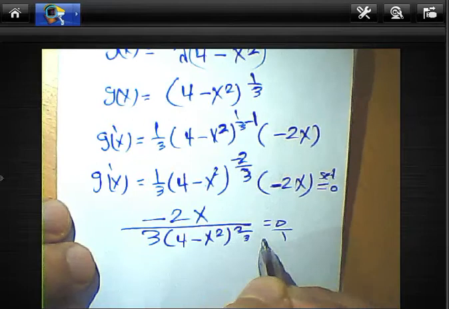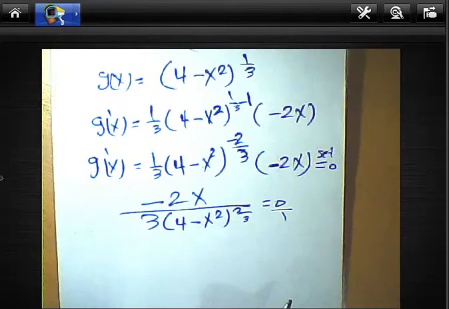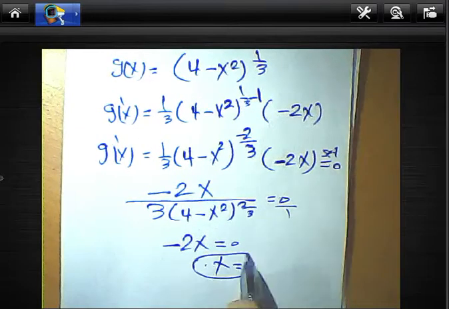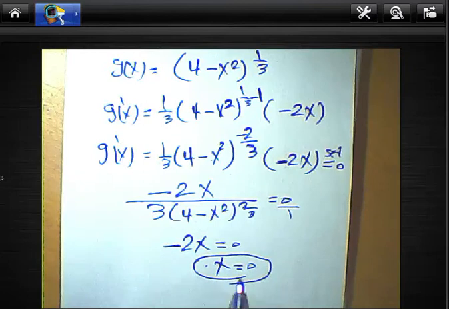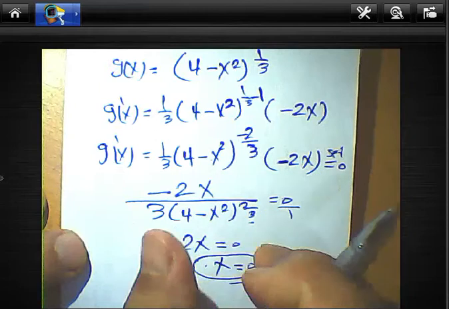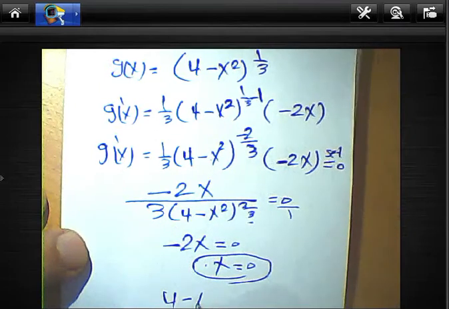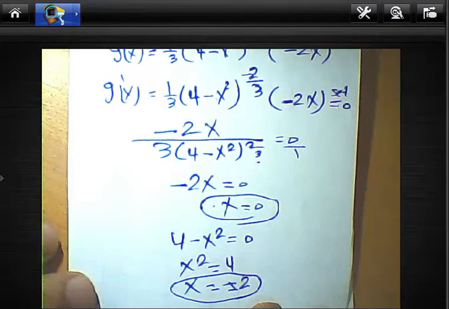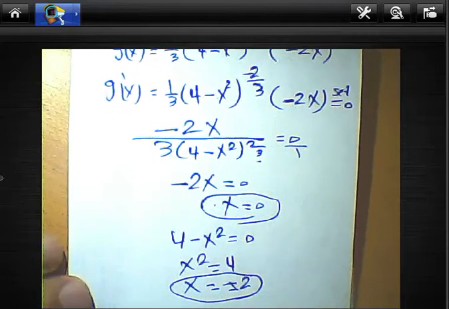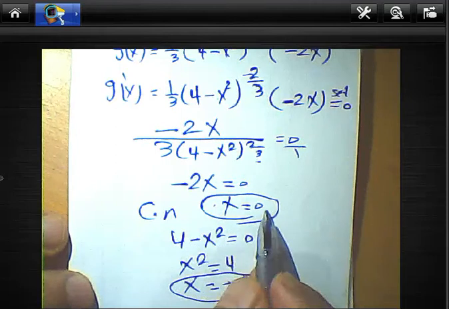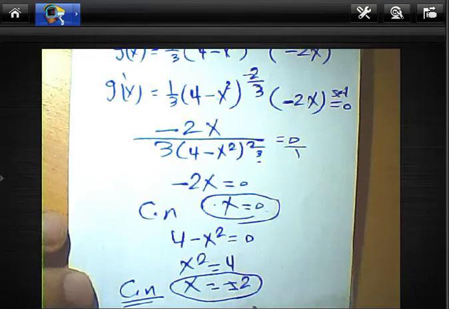Then the product of extremes equals the product of means. We know that property. So negative 2x must equal 0. Then x will be 0. It's a critical number of this function. And we must also look at the denominator. If we put this denominator equals 0, 4 subtract x power 2 equals 0, then x power 2 equals 4, then x will be positive or negative square root of 4, so x will be positive or negative 2. So the critical numbers are x equals 0 and x equals positive or negative 2.